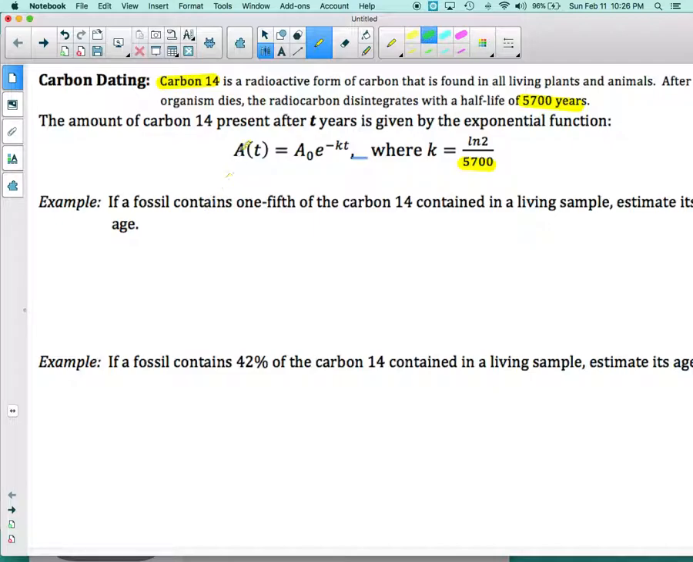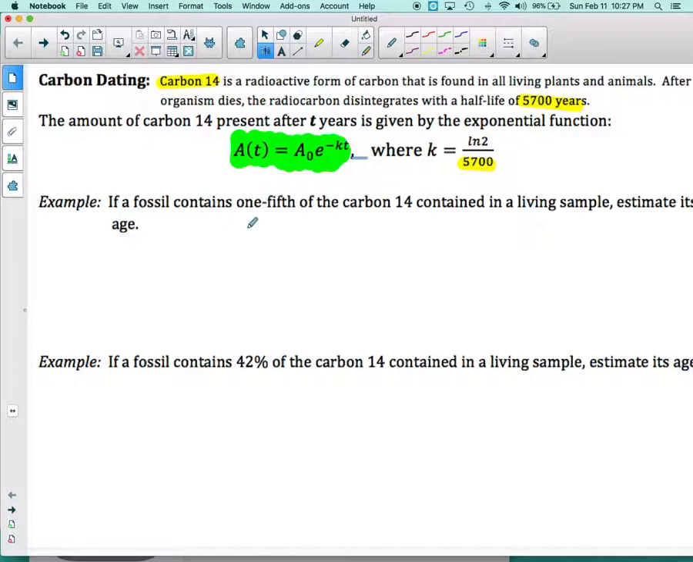So there is an equation that you're going to have, this carbon dating formula, where it says A sub t equals A naught, which is the original amount, times e to the negative kt. And again, k is this constant here, the natural log of 2 divided by 5,700. So this is always constant as long as we're talking about this particular radioactive element. So again, what these numbers mean, the amount at the time we're looking at after a certain amount of years is equal to the original amount of carbon-14 times e to the negative kt.